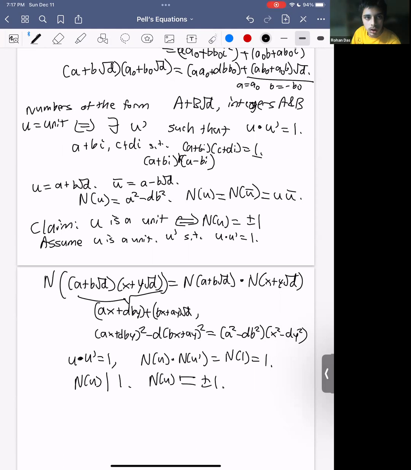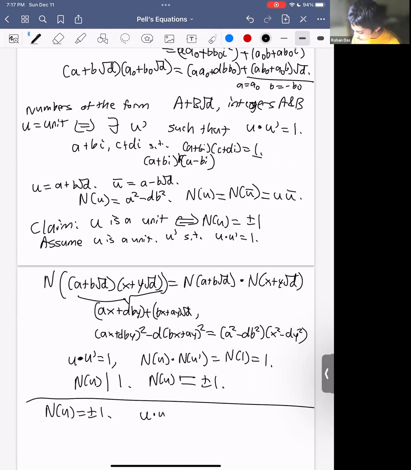Now we prove the other direction. If the norm of u is equal to plus or minus 1, then u times u conjugate is equal to plus or minus 1. If it is 1, then we are done because u conjugate is the value of u prime, and that is a number which, when multiplied by u, yields 1, so u is a unit.